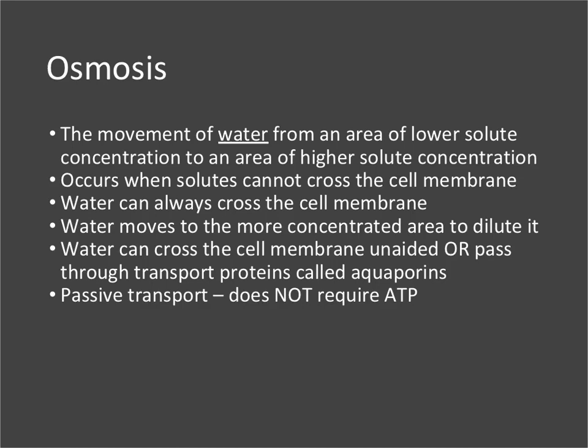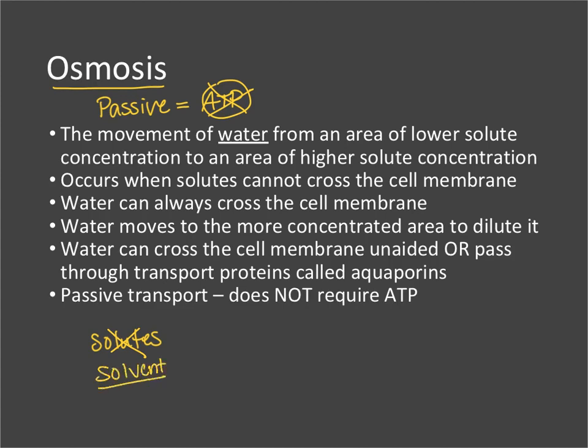Now we're circling back to talk about this process known as osmosis. And remember that osmosis is a type of passive transport, meaning that we do not need ATP in order for it to occur. Now, one reason why osmosis is kind of different is that so far we've been talking about solutes moving across a cell membrane. But in this case, we're talking about not the solute moving, but the solvent. So we're actually going to be talking about water moving from one area to another area.